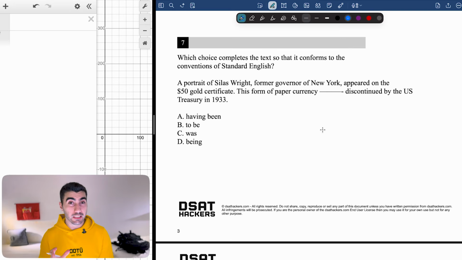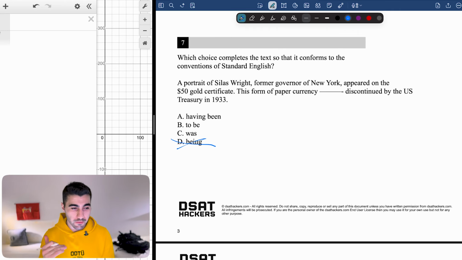All right, so the next question is a grammar question. In this question, we have a portrait of Silas Wright, former governor of New York, appeared on the $50 gold certificate. This form of paper currency, blank, discontinued by the US Treasury in 1933. So we have having been, to be, was, being. So in the choices we have the word being. This choice is always incorrect. Okay, why? I don't know. Just eliminate the choice D.